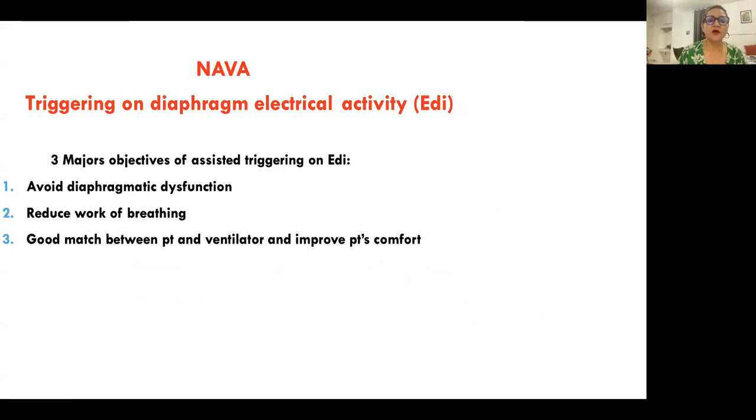Now, when we are using the NAVA, the major reason why we want the triggering on diaphragmatic electrical activity is, first, as we saw, with mechanical ventilation, when the diaphragm is not being used, it causes diaphragmatic dysfunction. So you want to avoid diaphragmatic dysfunction. Second, you are still not synchronous, and so you have an increased work of breathing. With EDI use, you are going to reduce the work of breathing. And third, the most important thing is synchrony: the match between the patient and the ventilator will improve the patient's comfort. So this is our aim when we are using the EDI.